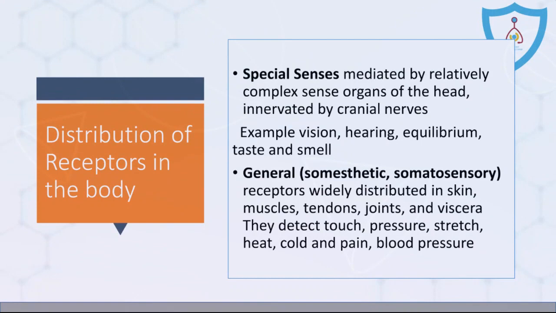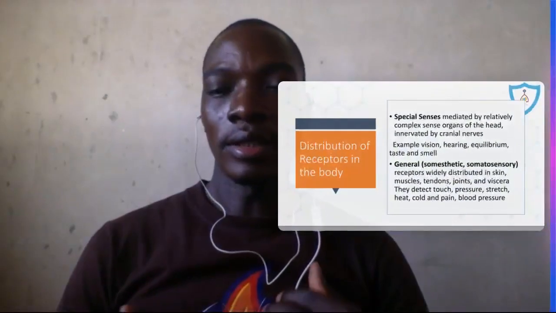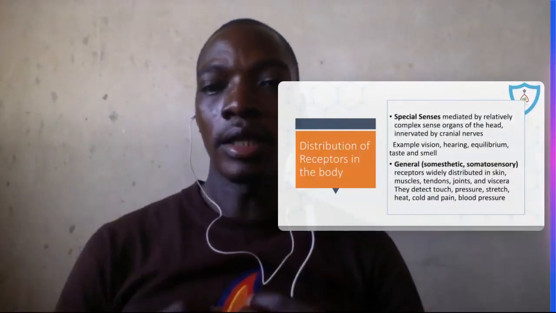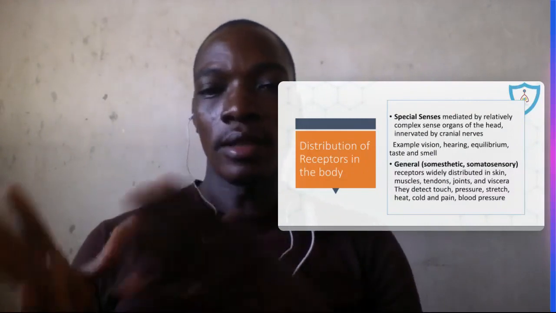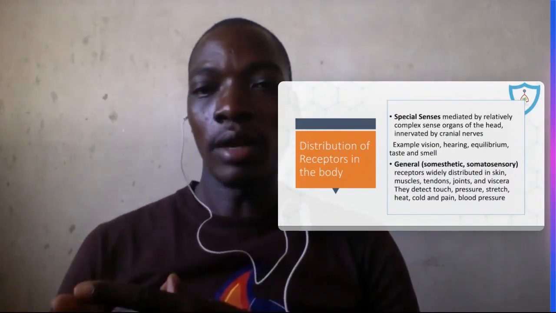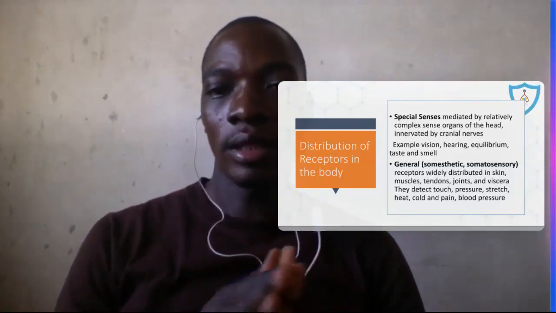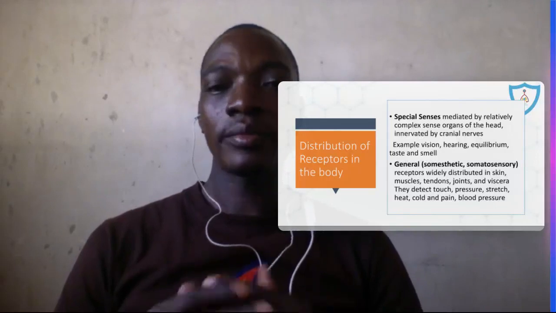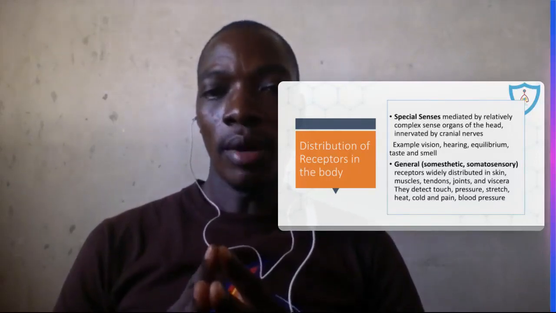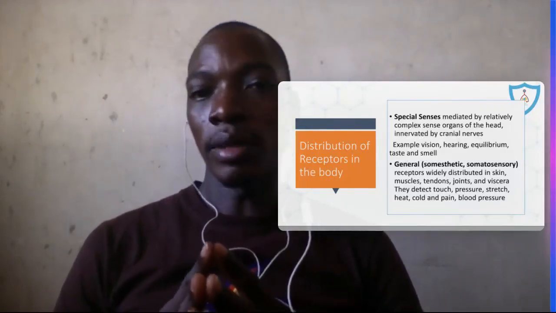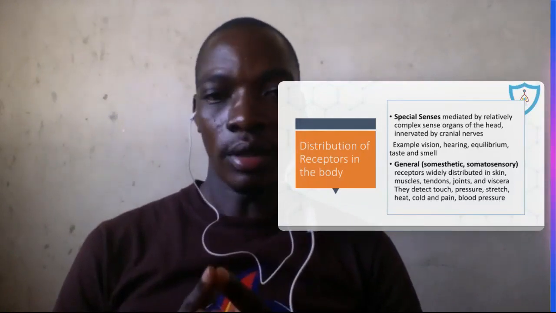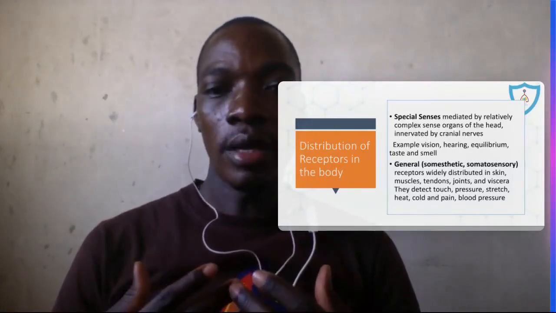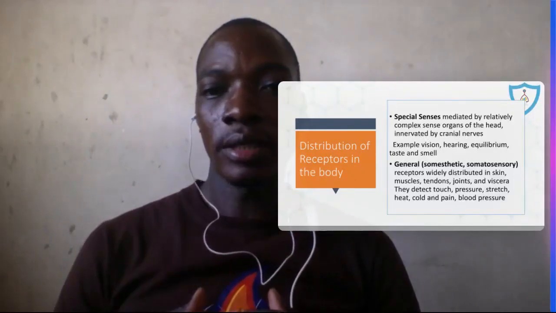So when we talk about sensation, we are talking about distribution of receptors, because these receptors are the ones that pick signals from either the inside, that is the internal environment, or the external environment, and then transmit these signals to the brain for interpretation. So when we talk about sensation, we are going to be talking a lot about receptors, sensory receptors.